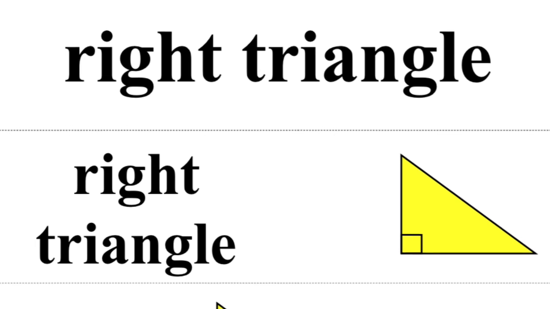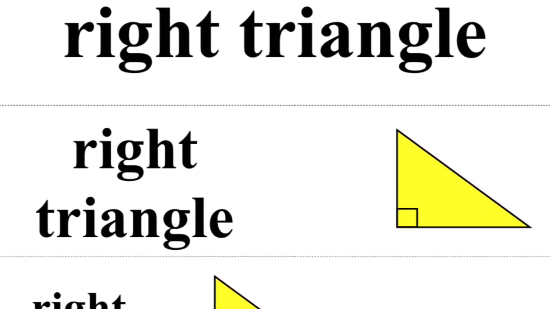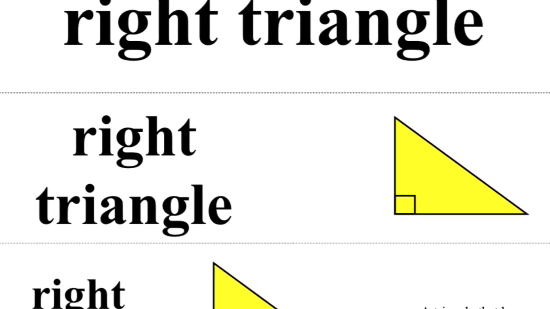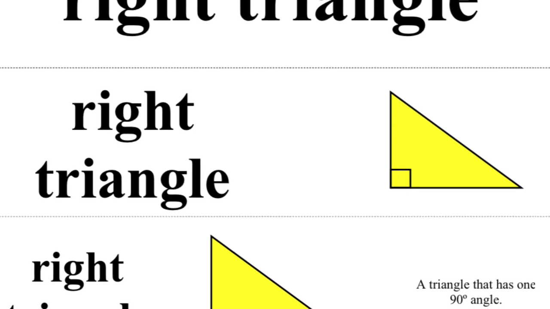A right triangle is a triangle that has one right angle. The longest side of a right triangle is called the hypotenuse. The 2 shorter sides of a right triangle are called legs.